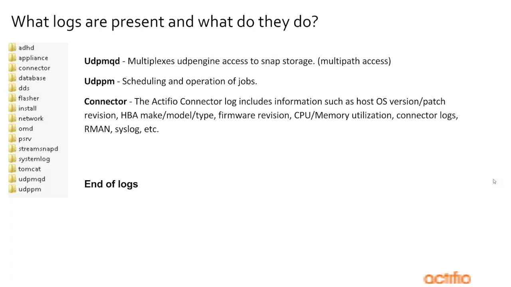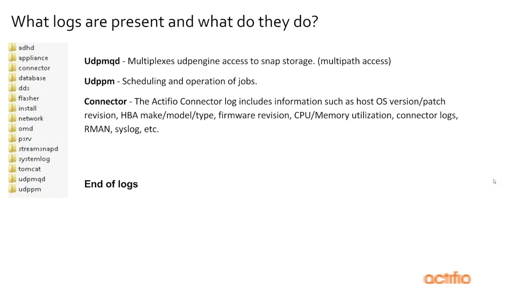UDPPM, this has got the shortest definition, but probably the largest use case. This is the scheduling and operation of jobs. This is snapshots, dedupe, remote dedupe, the scheduler, everything that pserv, that's the platform service log, interprets from either the UI or the CLI, is then interpreted into a command that our UDP engine can understand, and the UDP engine is what actually takes action on the things that you clicked in the UI or the things that you typed in the CLI.